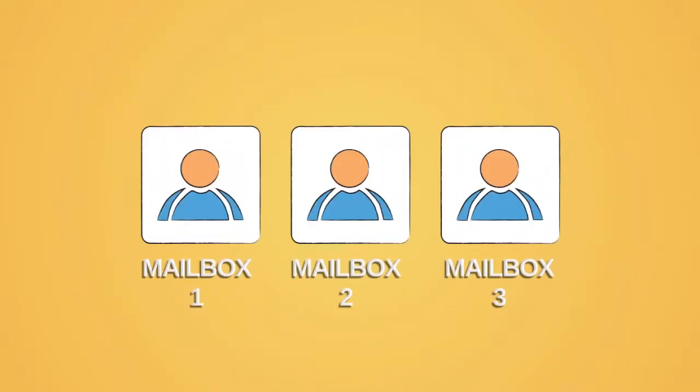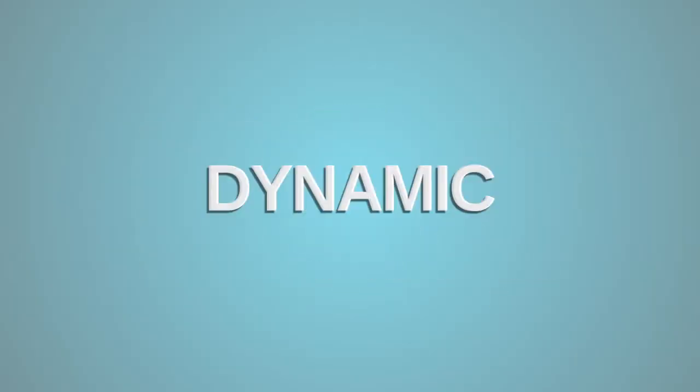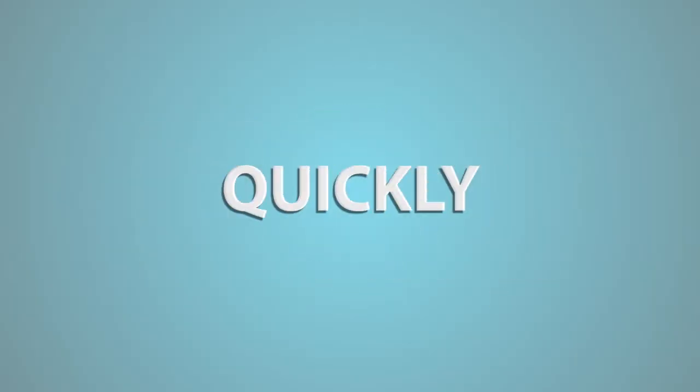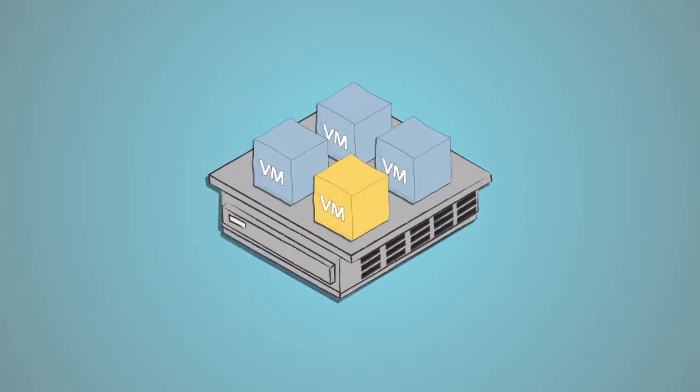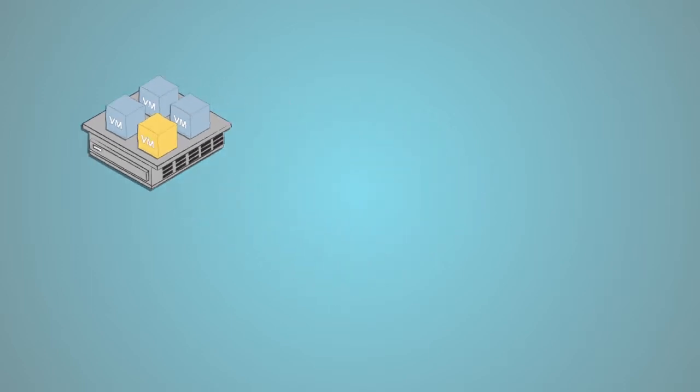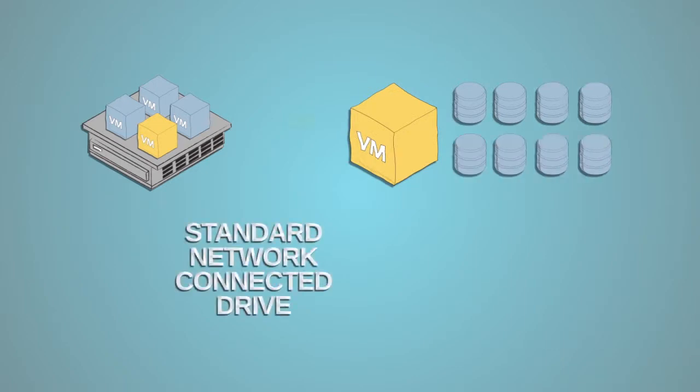A mailbox got deleted from your Exchange system. You need to get it restored quickly. With dynamic recovery, you can quickly and easily access the data from your last backup directly from the backup storage. Simply select the desired backup from the backup catalog, and with a few simple clicks, you can enable access to the VM and virtual disks as a standard network-connected drive.